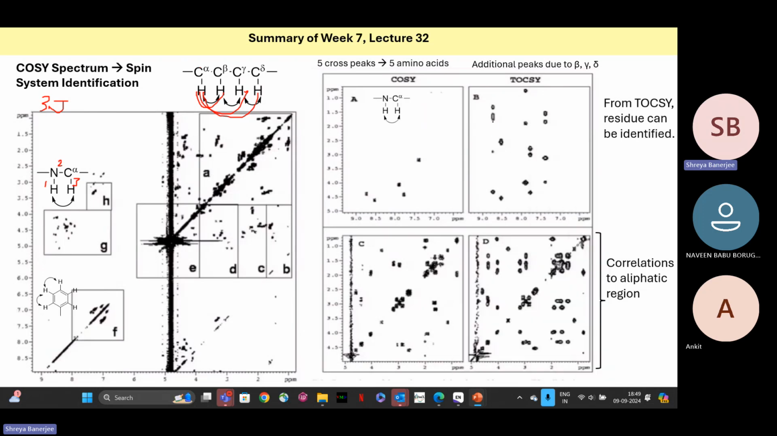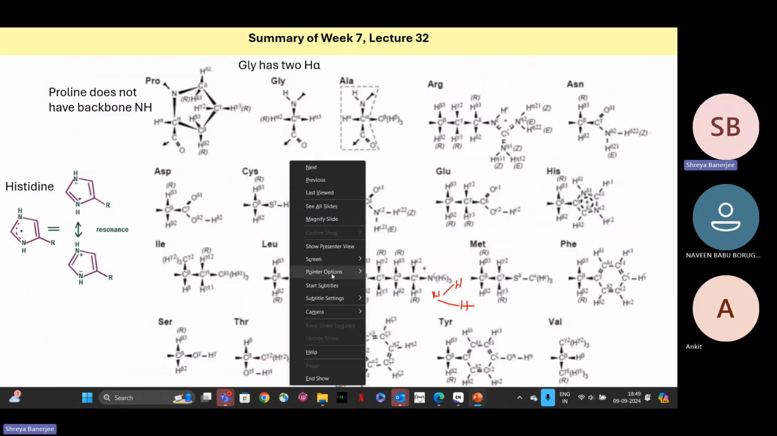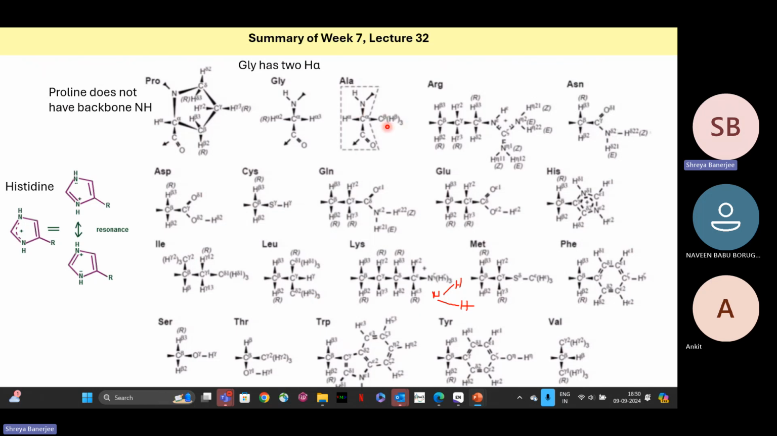Looking at TOCSY, basically what we do is look again at the vertical lines. This peak in TOCSY is the same as in COSY, so this is an NH to C alpha correlation. Then if you go along the vertical line, you will see the C alpha C beta correlation. That means this amino acid only has C alpha and C beta because there are 2 peaks. It can be something like alanine, which only has C alpha and C beta, or something like serine.